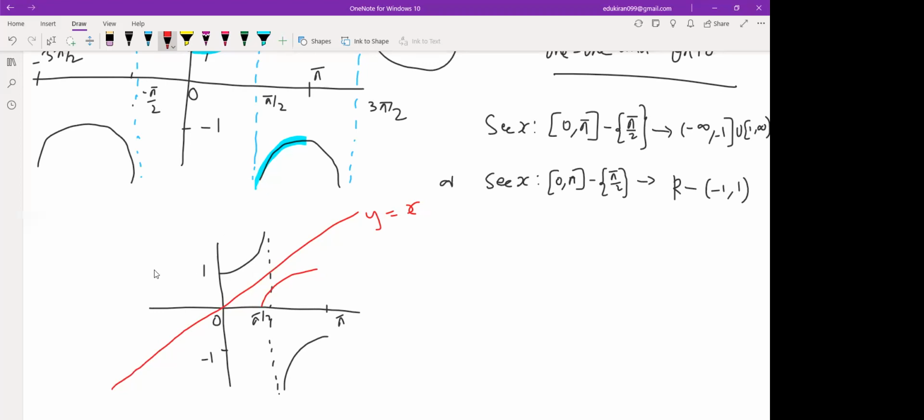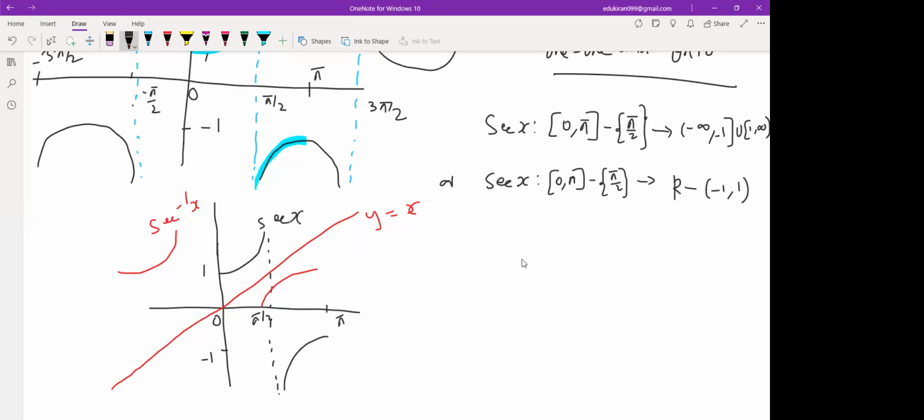And this portion would be like this. So this graph, which is the red graph, that is the graph of sec inverse x. And the black graph is the graph of sec x.